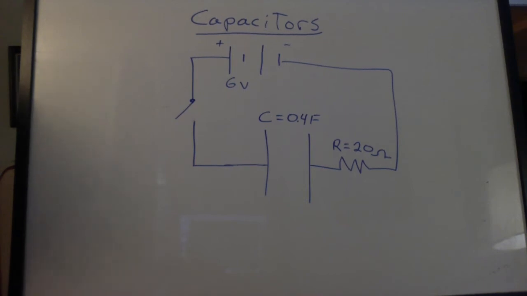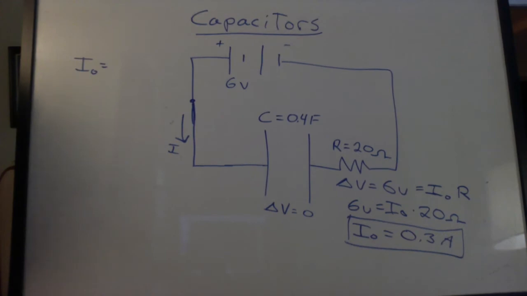We have a capacitor of 0.4 farads connected in series with a 20 ohm resistor and a 6-volt battery. When I close the switch, what will be the initial current? The current will flow into the capacitor. The capacitor does not have any charge on it yet, and therefore will not oppose any new charges coming in. There's no voltage drop across that capacitor. The charges that come in just come right out the other side and then go through the resistor. The full voltage drop will occur on the resistor, and we can find the current by using Ohm's law. We get an initial current of 0.3 amps.